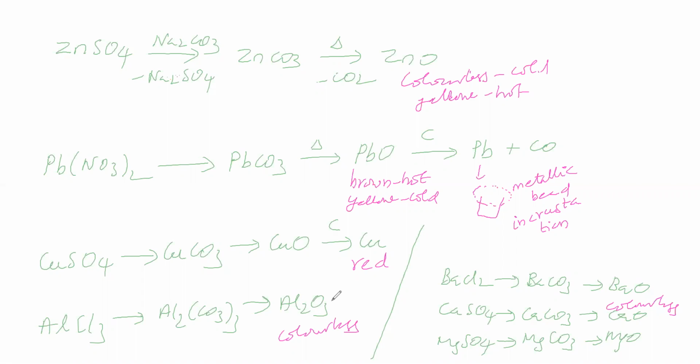Now, zinc sulfate salt gives metallic oxide only, zinc oxide. Lead nitrate salt gives metallic oxide, lead oxide, and metallic bead, lead. Copper sulfate salt gives copper oxide and metallic bead, copper. Aluminum sulfate gives aluminum oxide. Barium chloride gives barium oxide. Calcium salt gives calcium oxide. Magnesium salt gives magnesium oxide. Okay, this is the result of the charcoal cavity test.